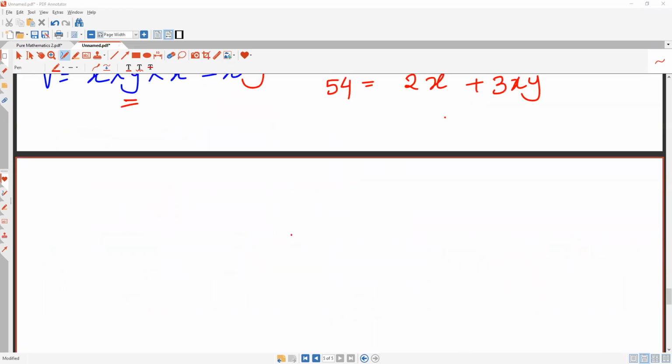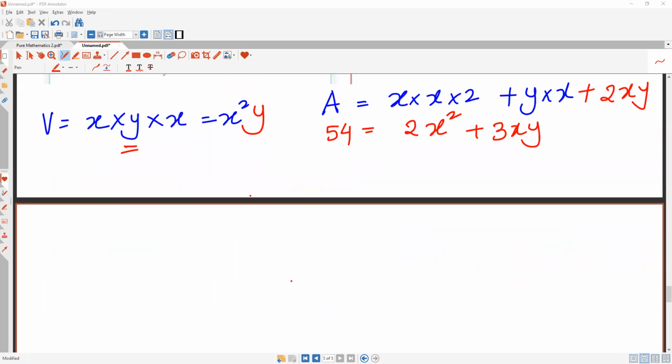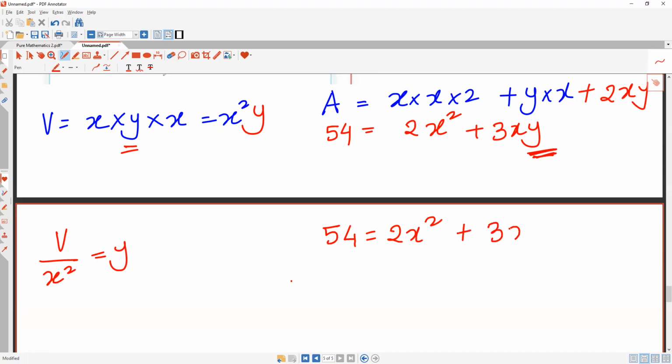Okay, how will you do it? Check. Can you make v divided by x square is equal to y? Let me substitute v by x square in place of this y over here. So can I write 54 is equal to 2x square plus 3x into v divided by x square.